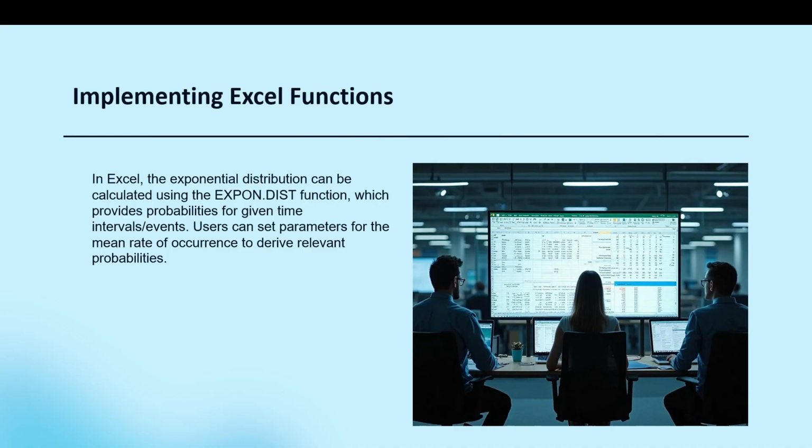Now, let's implement exponential inside Excel. We can use the equal sign, EXPON.DIST, and we open a bracket and inside we have to use x, lambda, and cumulative. For example, if events occur every 2 hours, our lambda would equal 0.5, and the probability the next event happens within 1 hour is EXPON.DIST, inside the bracket 1, 0.5, and TRUE.